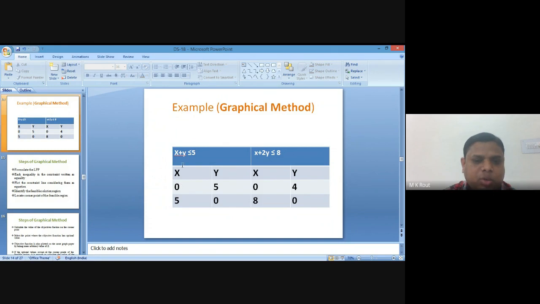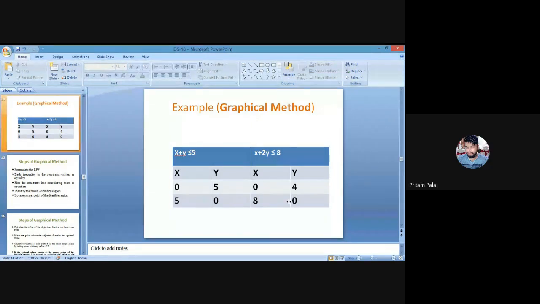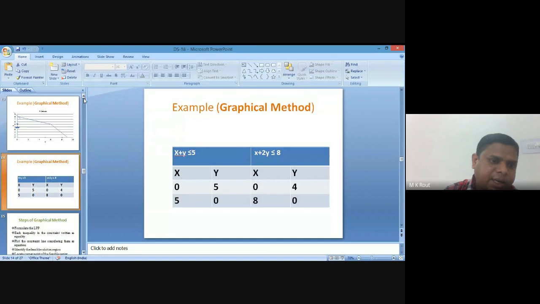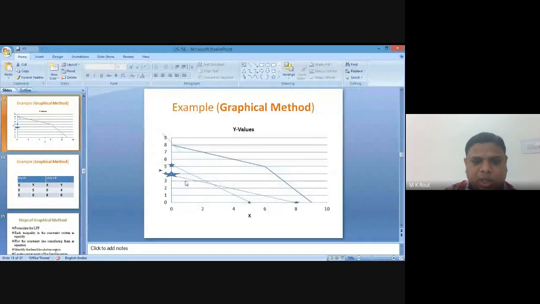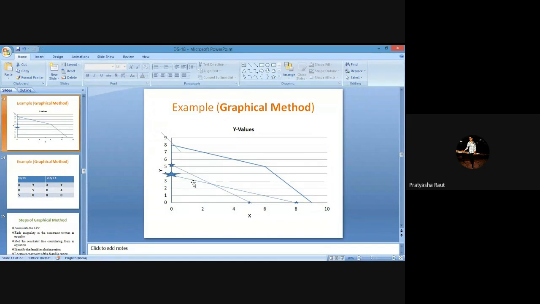First points belong to equation 1, 0 and 5, and the next one is 5 and 0. The next one is 0 and 4. The next one is 8 and 0. Is it clear? So these points are directly already mentioned in this particular graph. Yes or no? Okay.